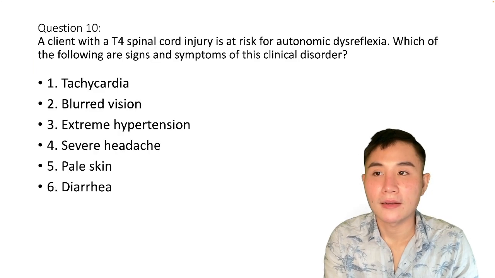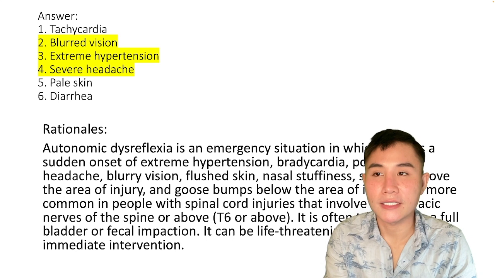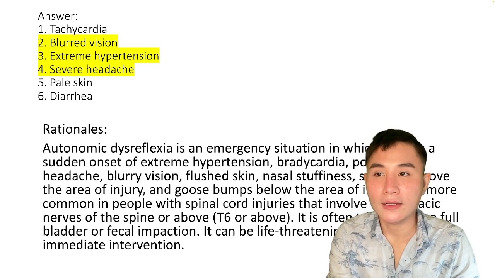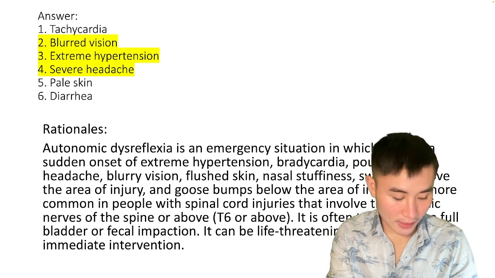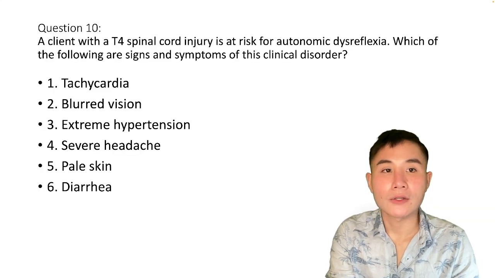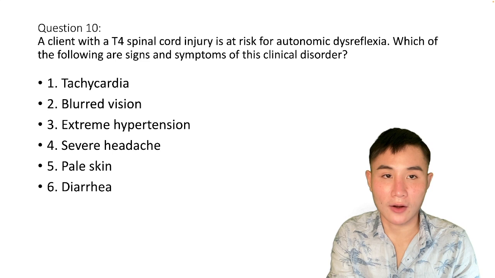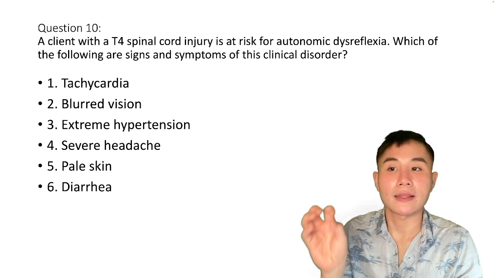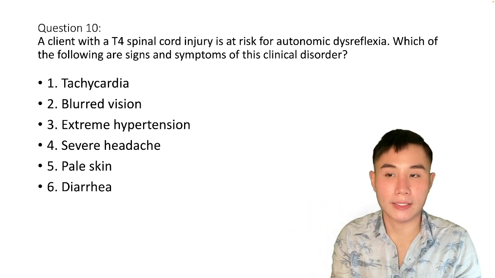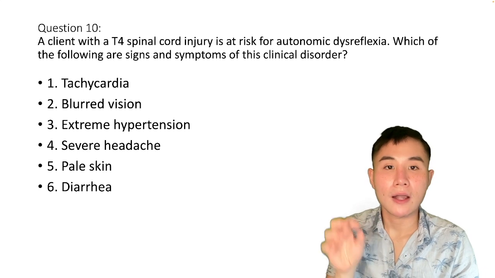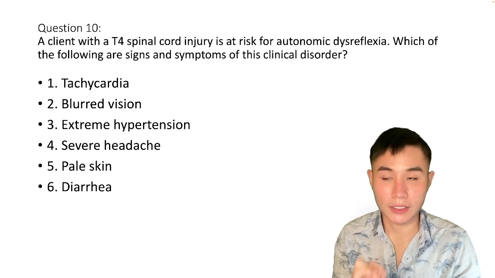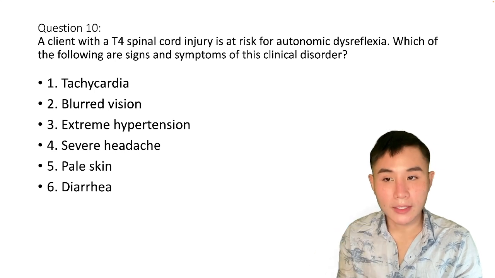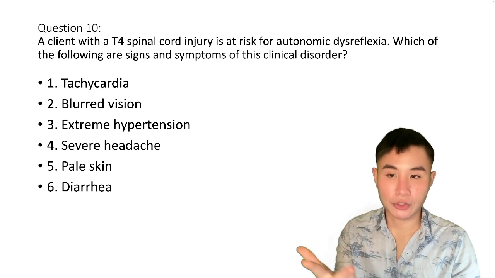My bad. They don't have tachycardia. They only have blurred vision, extreme hypertension, and severe headache. So actually, they don't have tachycardia. I'm so sorry about it. They actually have bradycardia, not tachycardia. Bradycardia is a hallmark sign of autonomic dysreflexia. So bradycardia, extreme hypertension, and severe headache.